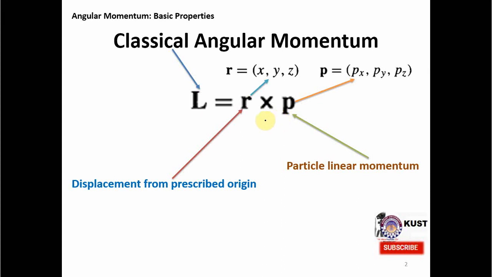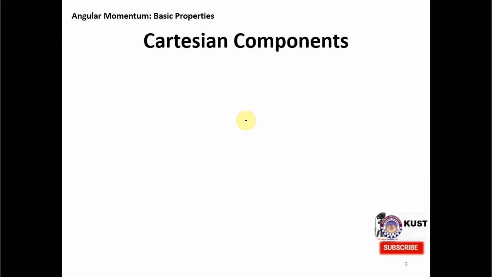In quantum mechanics, a similar definition will be promoted, but to operator nature. Because quantum mechanics is defined by operators for any observables, in order to define operators for the angular momentum, we first would like to write it in components form. To do this, we have to write the Cartesian components of the angular momentum.